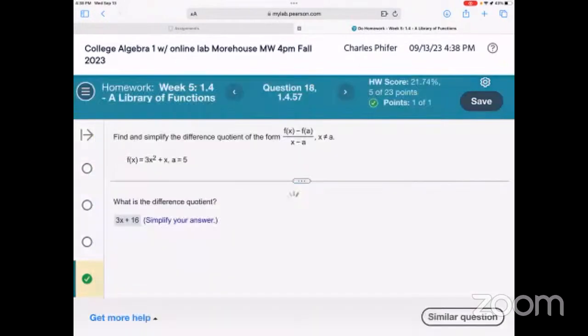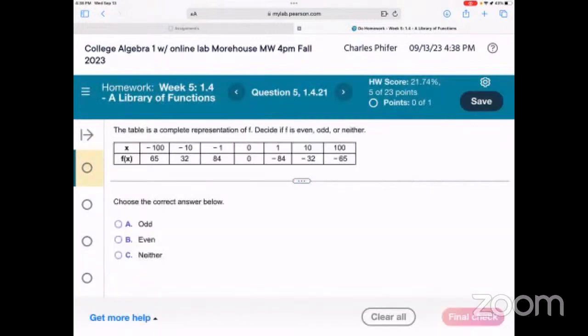The table is a complete representation of f. Decide if f is even, odd, or neither. Let me see if we see any patterns. Notice that whenever we have x comma y, we also have negative x comma negative y. Because both signs are changing, that's an indication that this is an odd function.